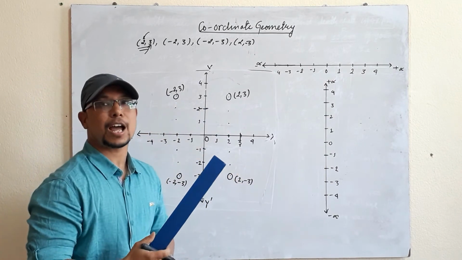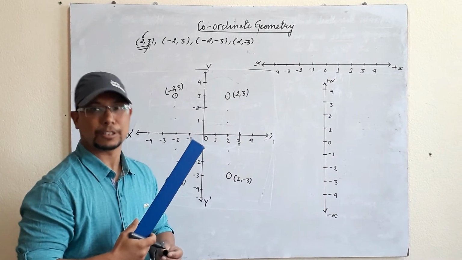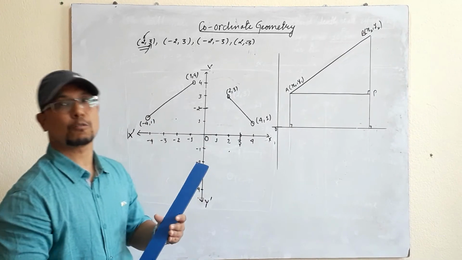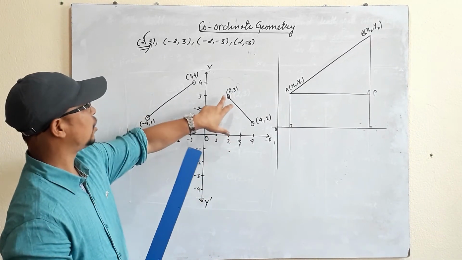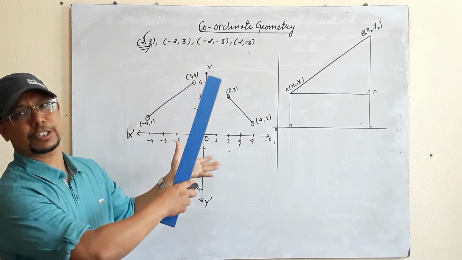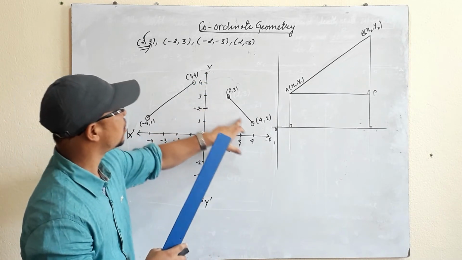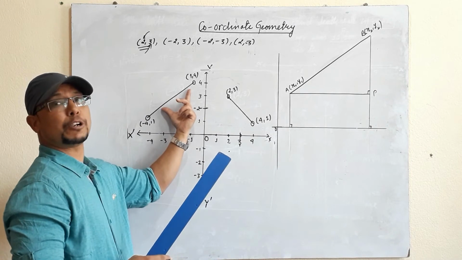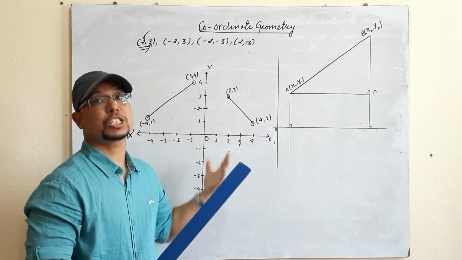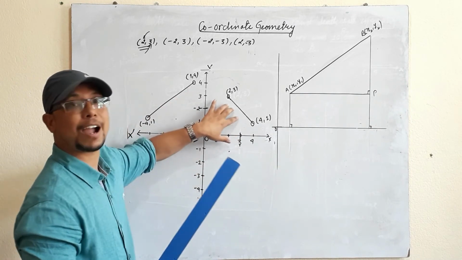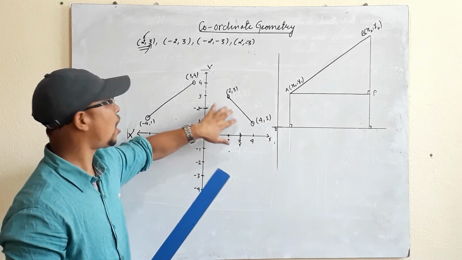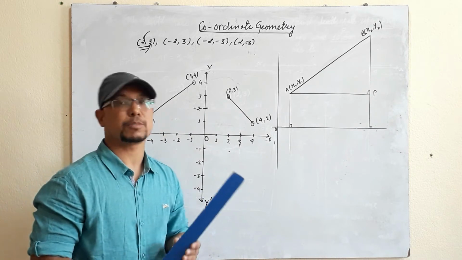Now let me derive the distance formula. Okay. Now see here, there are different points in the coordinate system, like these points. This line is the distance between 2 points. Now we have to discuss how to find the distance between these 2 points.